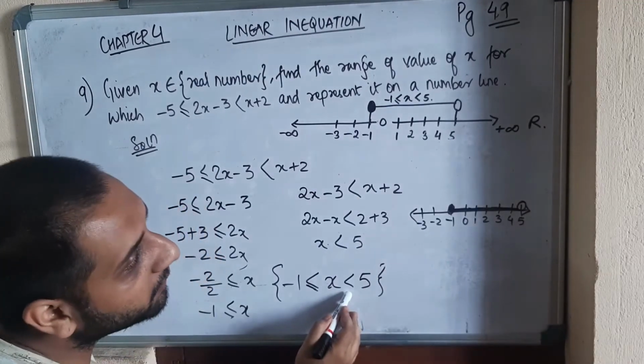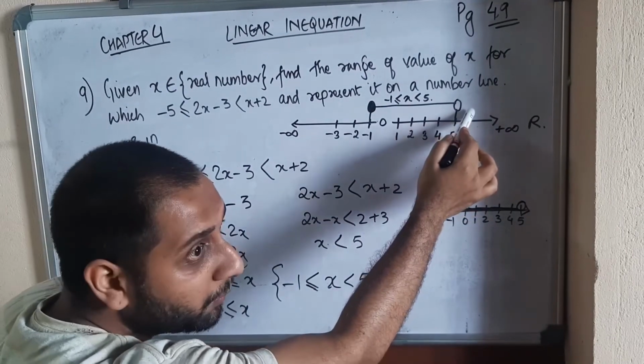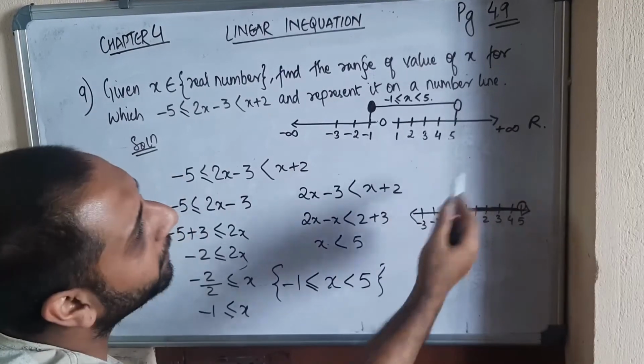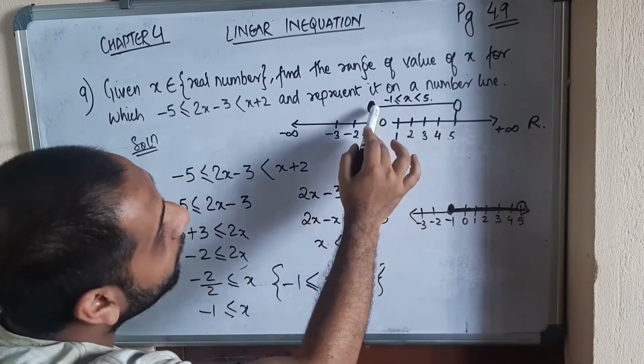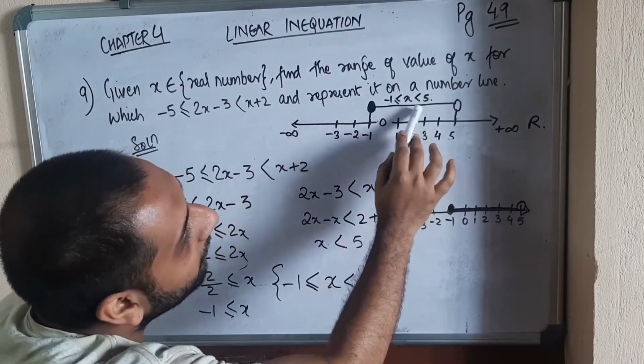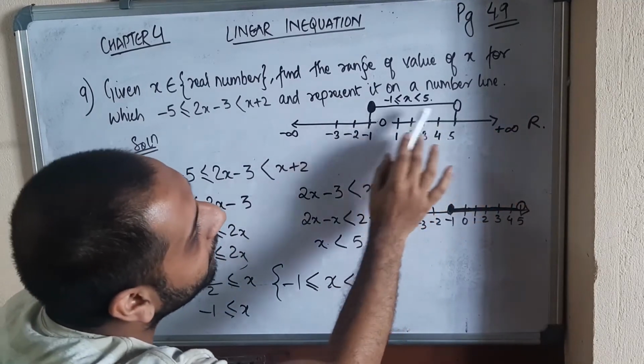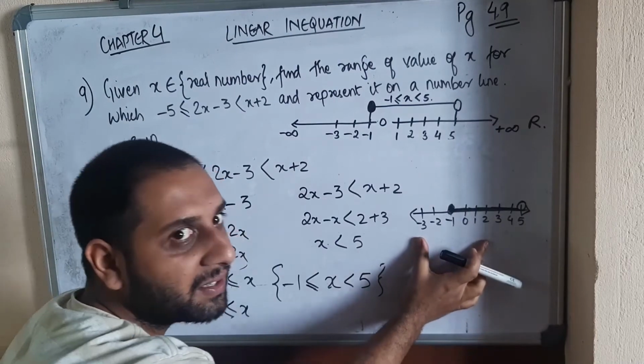See, you do not have an equal to sign here, so 5 is not included. It means any number up to 5. It can be 4.9, it can be 4.8, 4.97. So I've taken this. See, minus 1 is included, but 5 is not included. Up to 4.9999, that is included. So you can represent it this way or you can represent it this way.